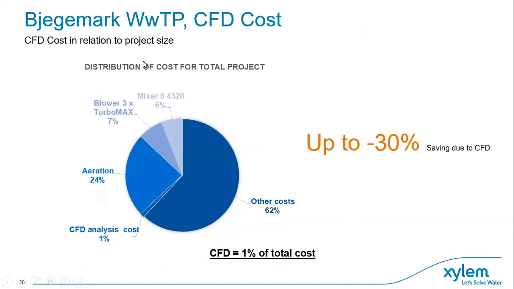So in this Bjegemark case, looking at where the costs were for the equipment, the CFD analysis was only 1% of the total cost of the project, which is extremely low. But due to the CFD analysis, we could achieve up to 30% savings and reduce problems in the future with mixers. So it has a low cost in relation to the equipment, but it adds more value when it's possible to do the CFD analysis.